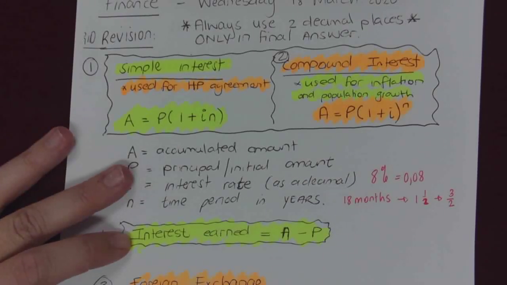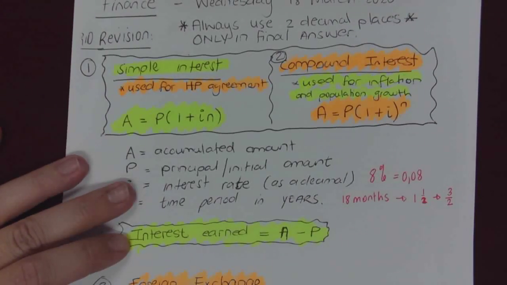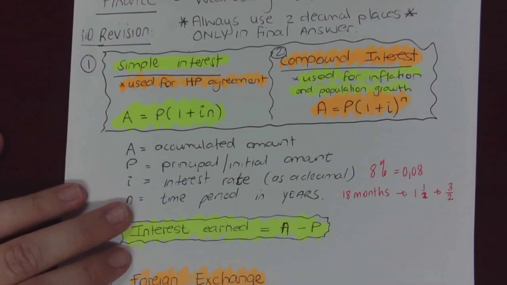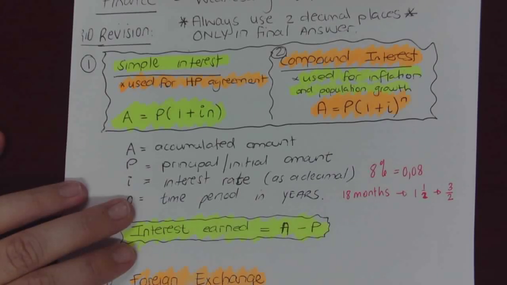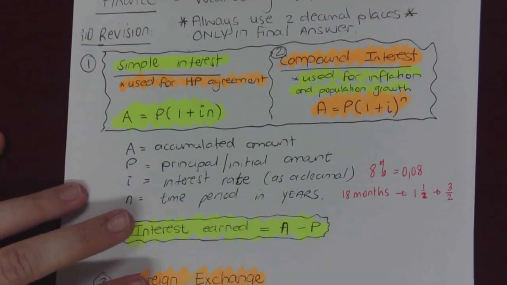A is the accumulated amount, so that's the amount after the period of the investment. P is your principal or your initial amount. I is your interest rate. Please remember this must be a decimal number. So if I give you 8%, it is 0,08.